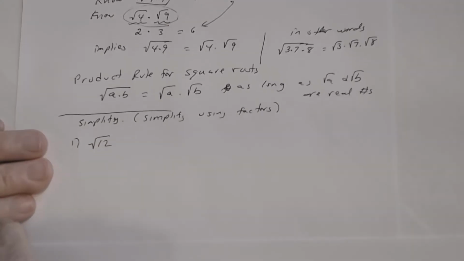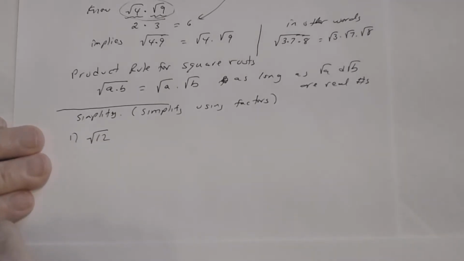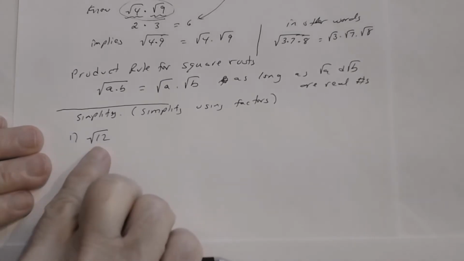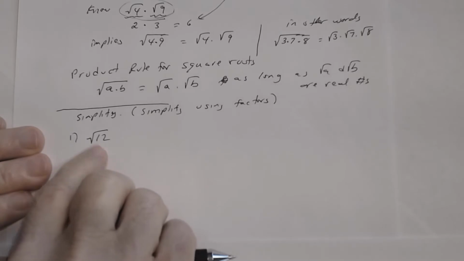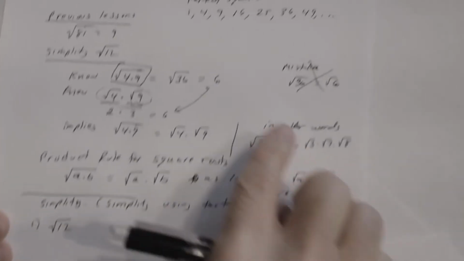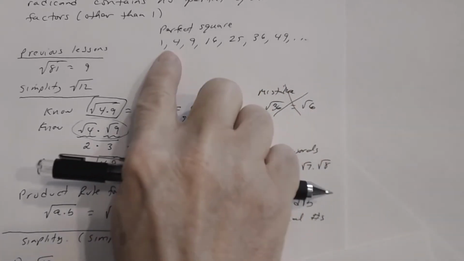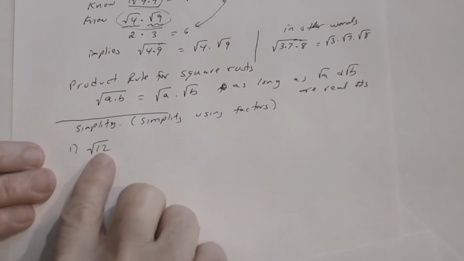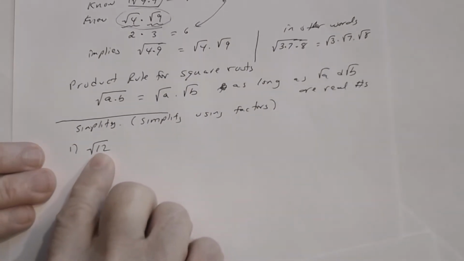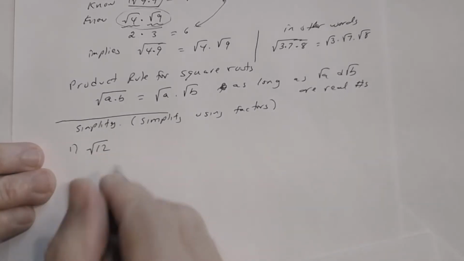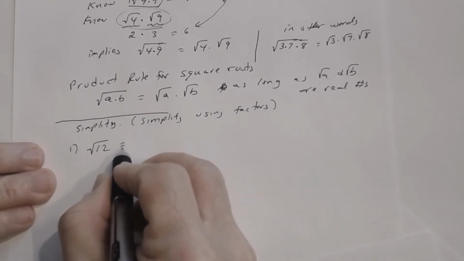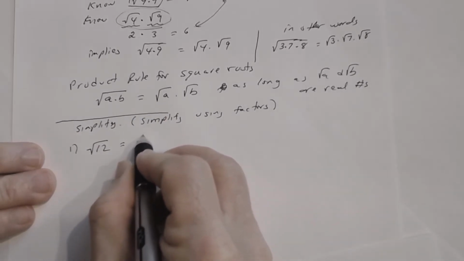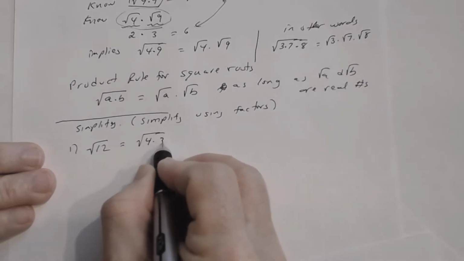All right, so first of all, ask yourself, is 12 a perfect square? The answer is no. There is no whole number times itself that's 12. Now you have to ask yourself, is there a perfect square other than 1 that goes into 12 evenly? The answer is yes. What perfect square goes into 12 evenly? 4. All right, so then I'm going to use the idea of the product rule. So you're going to write it like this. That's going to be the square root of 4 times the square root of 3.